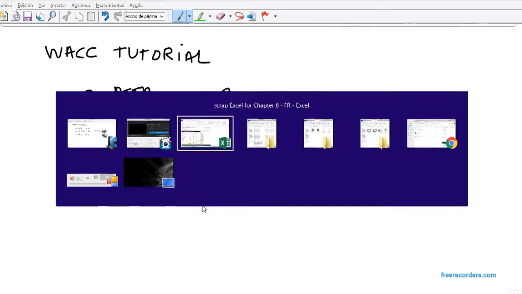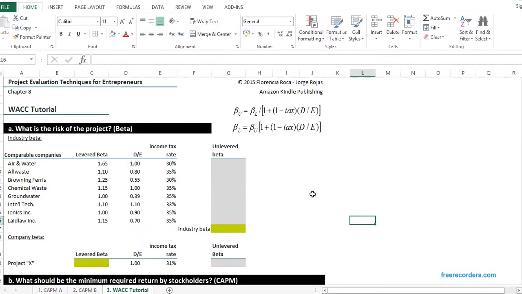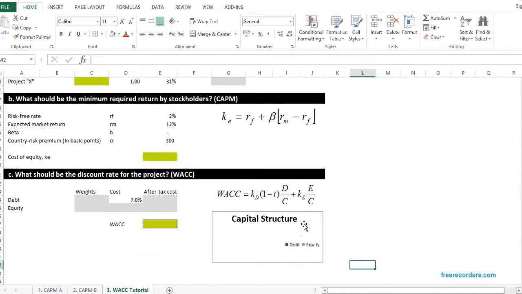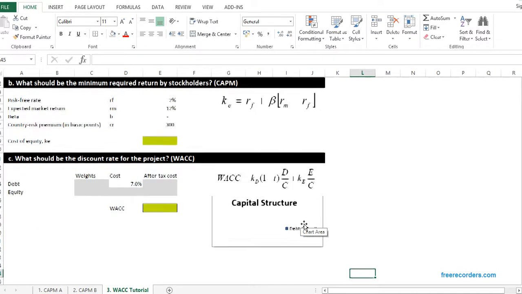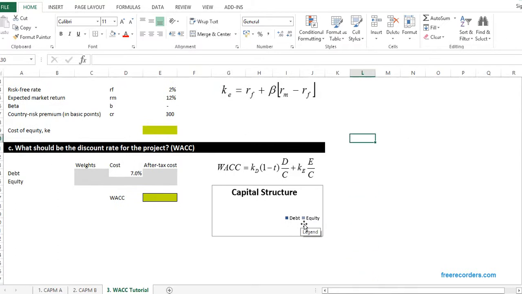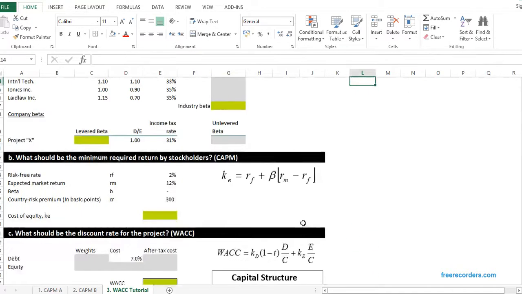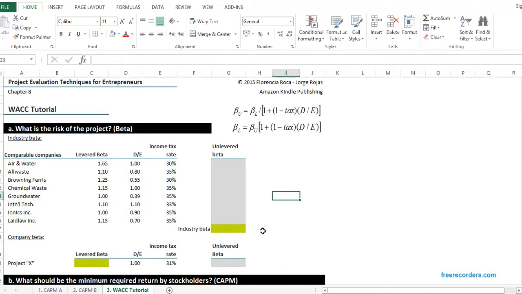Okay, we are going to work here on an Excel spreadsheet. You can see the three steps. A, what is the risk of the project? B, what should be the minimum required return by stockholders using the capital asset pricing model, and C, what should be the discount rate for the project. Okay, let's start with the risk calculation.